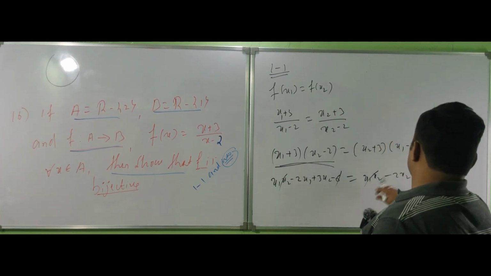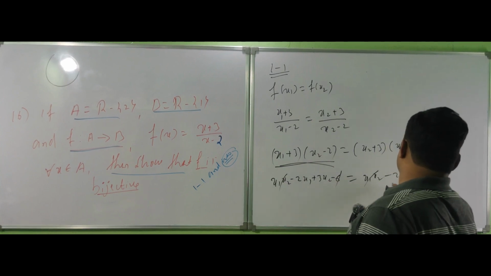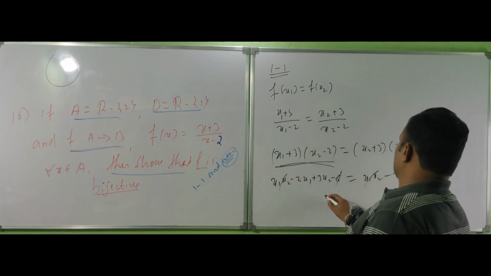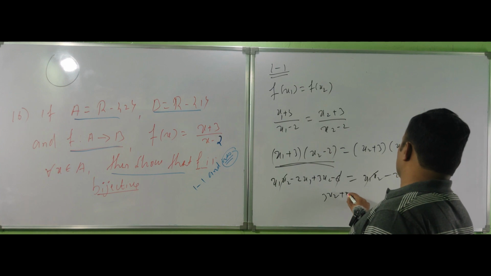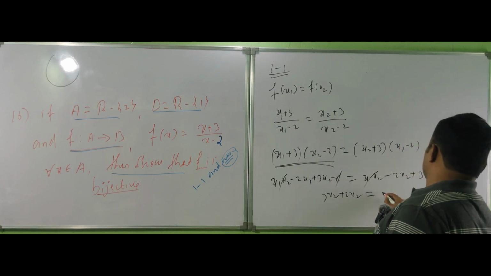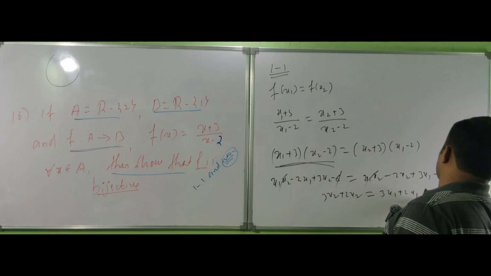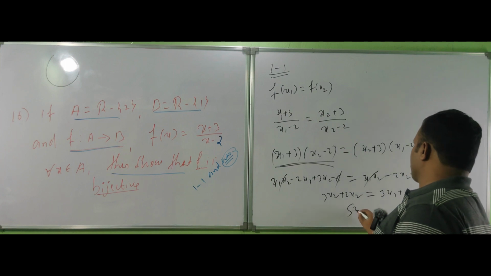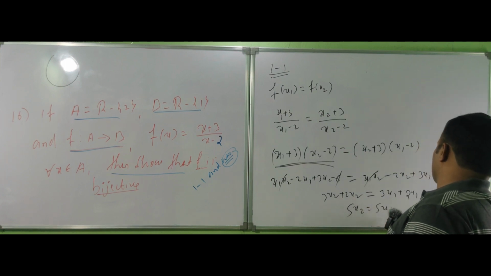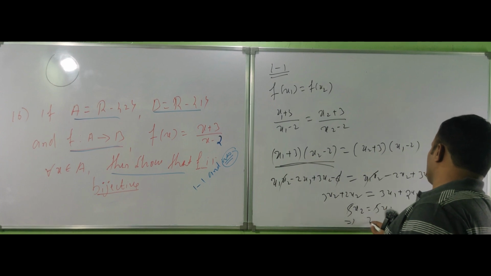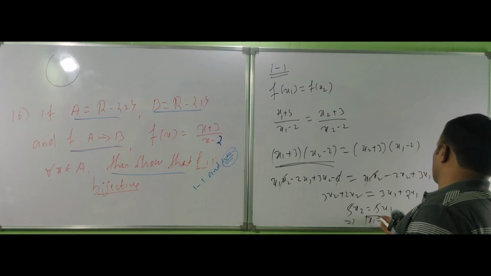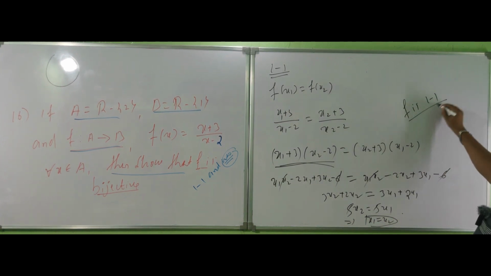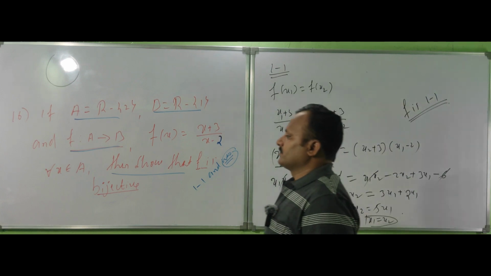This becomes 3x2 plus 2x2 is equal to 3x1 plus 2x1. Taking this to the right side and this to the left side, this becomes 5x2 is equal to 5x1. This implies 5 gets cancelled, x1 becomes x2. Therefore, f is one-one. The first condition is satisfied.